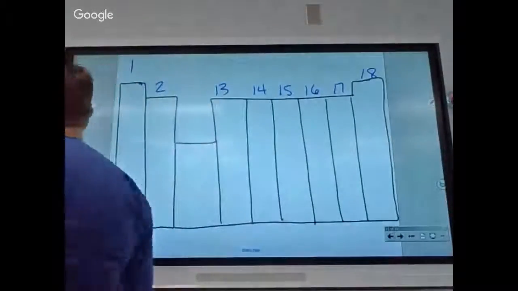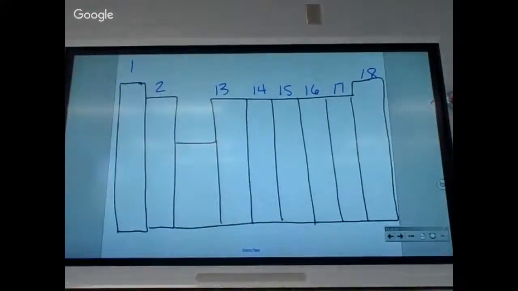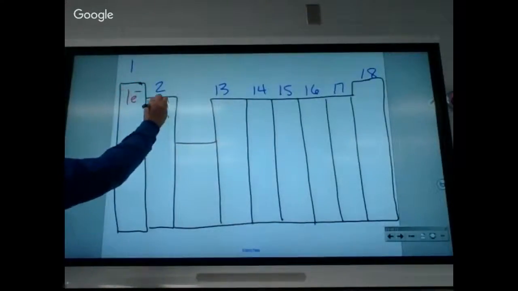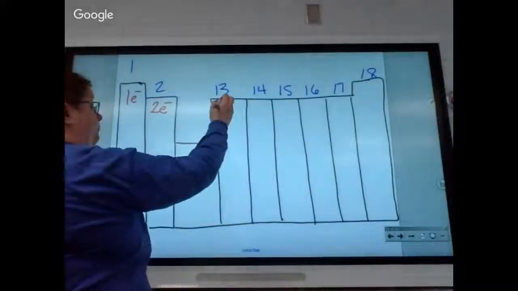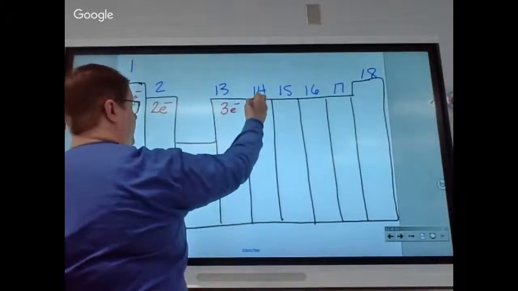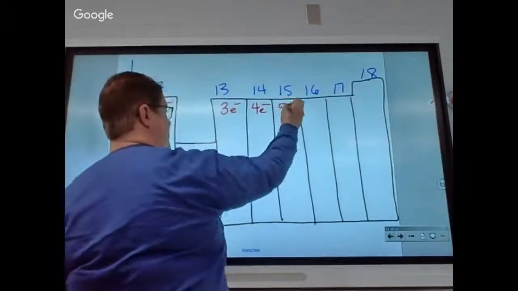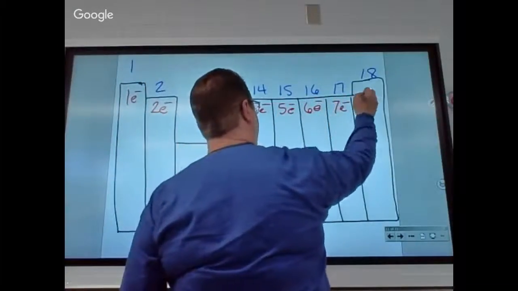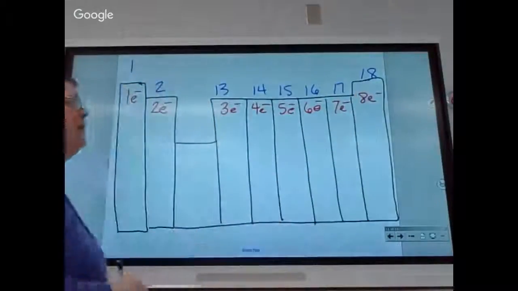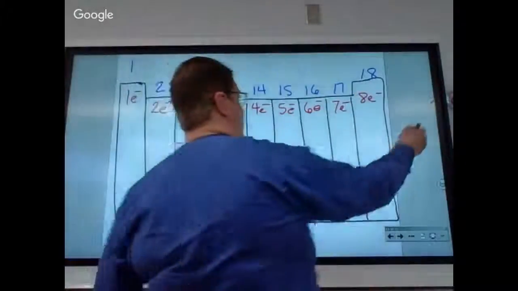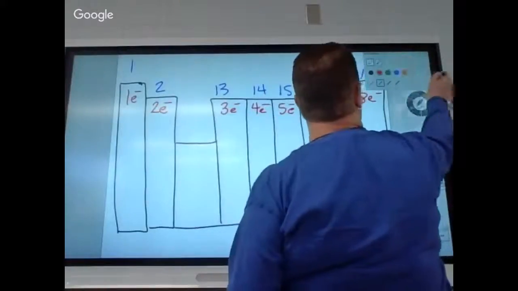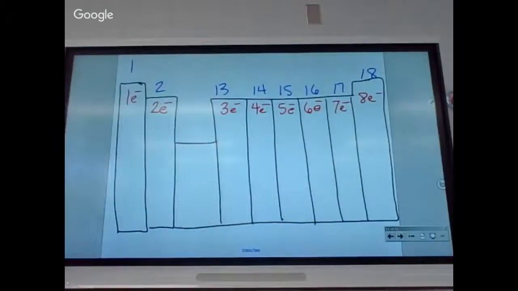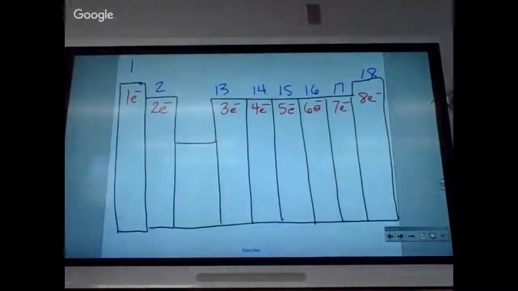All right, how many electrons are in group 1's outer shell? 1. In group 2? 2. Group 13? 3. 14? 15? 16? 17? And 8. All right, now tell me what we just said about what will happen in order to reach an octet. Octet means 8 electrons in the outer shell.